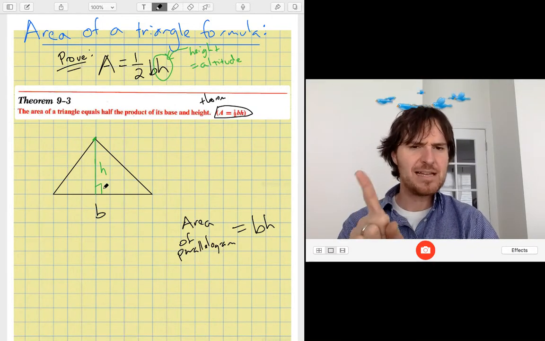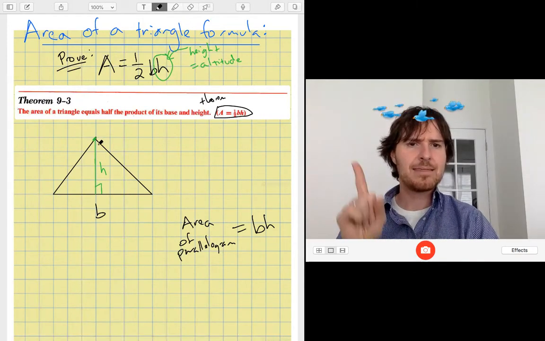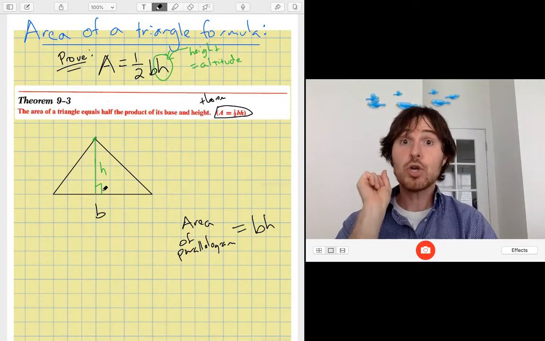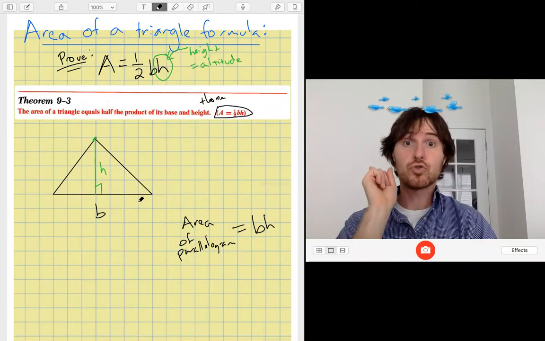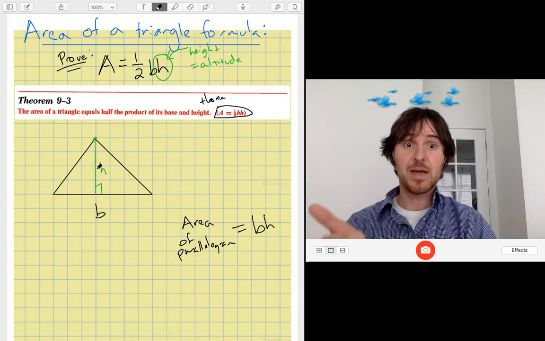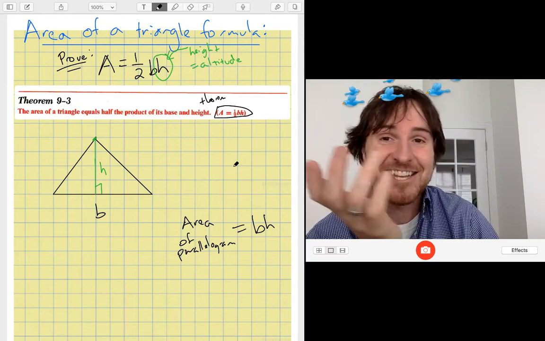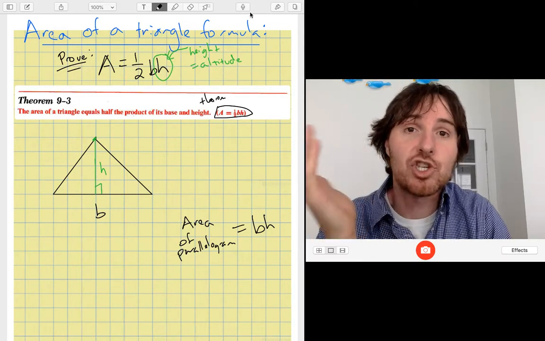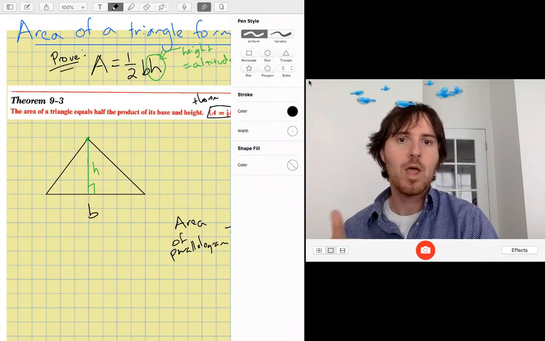So given this diagram here, I'm going to say let that side be b, let this altitude equal h. Do you think I could change this diagram a bit to draw a parallelogram whose area is b times h? Can I do that? Well, yes, I can. It'd be easier if I had construction tools. I can actually construct a parallelogram here, but you're going to have to take my word for it.